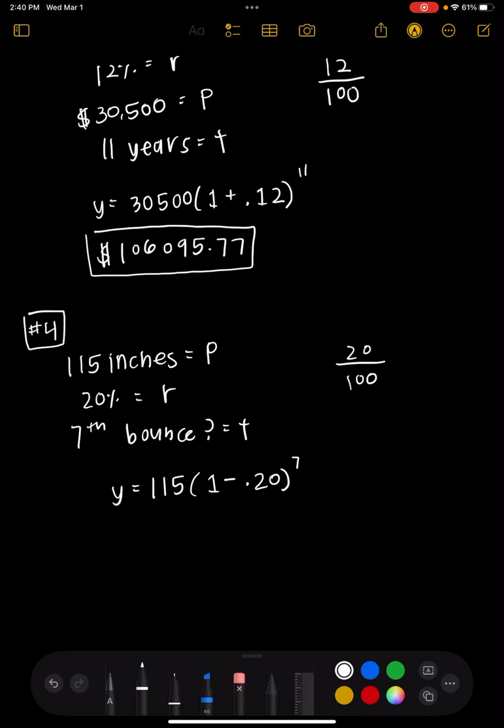So when I plug that in, I'm going to end up with 24.1. And so that's not money, that's in inches, because we started with 115 inches, and then after 7 bounces, now it's only 24.1 inches high. Okay, and there we have it, how to use growth and decay models.